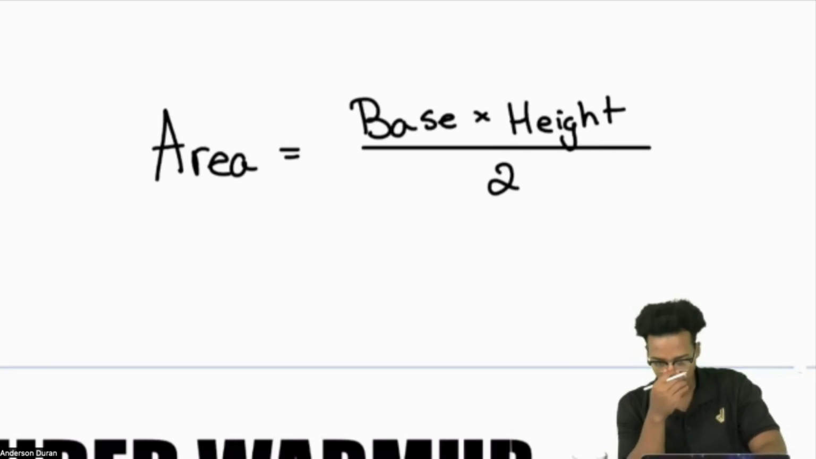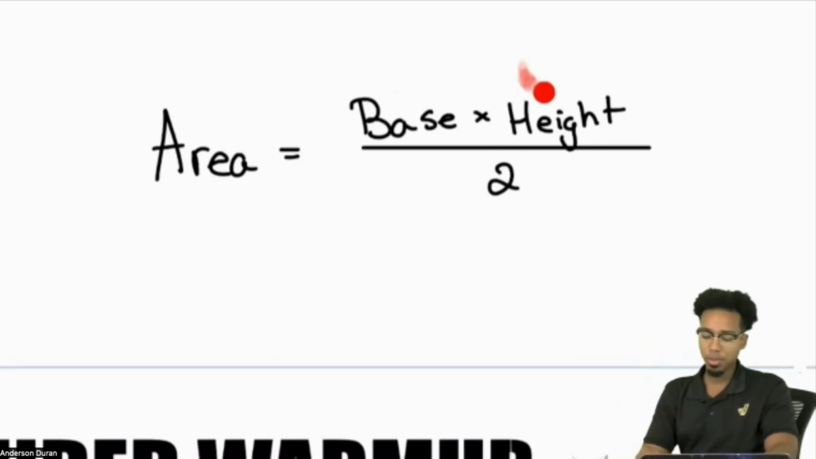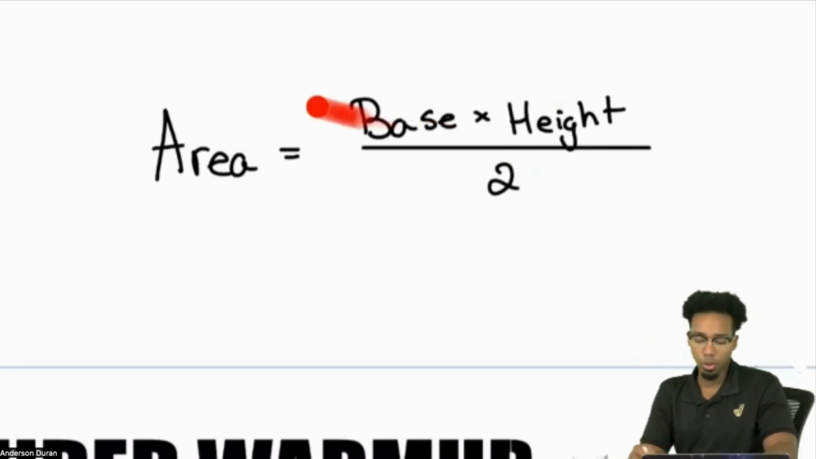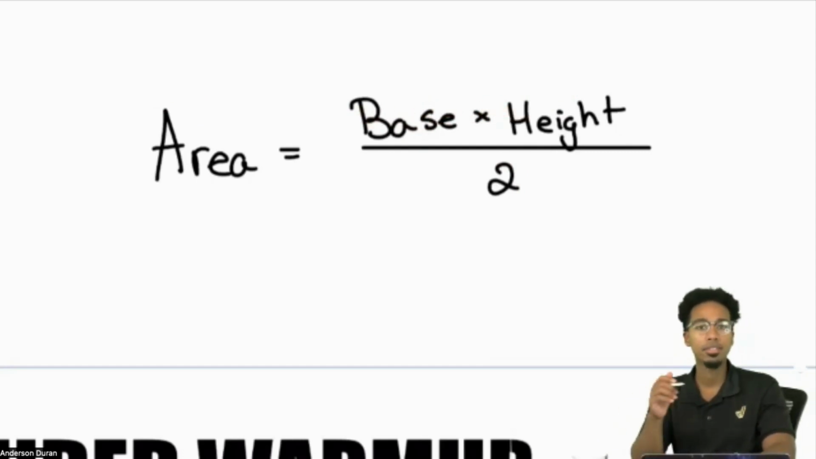Jose, that's correct. So if we're trying to find either the base or the height, the steps are the same, right? You would multiply by the 2 on both sides, and then you would divide by whichever one you already have. Yeah.